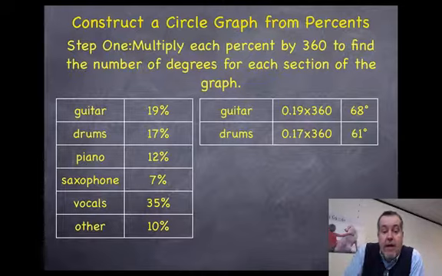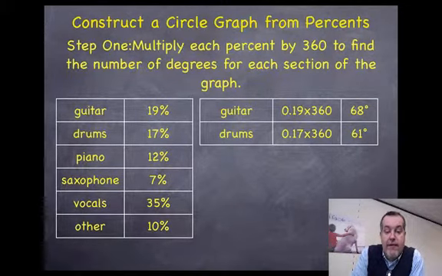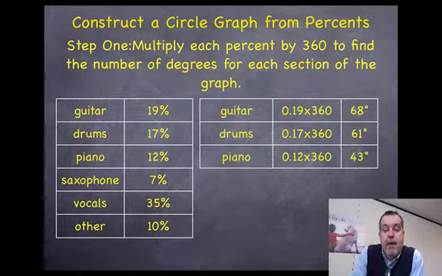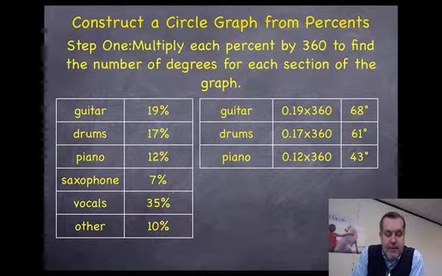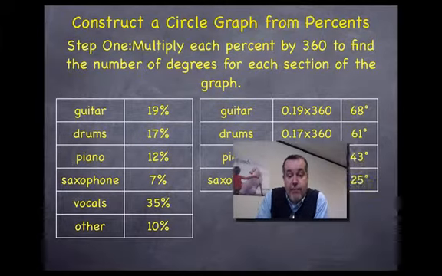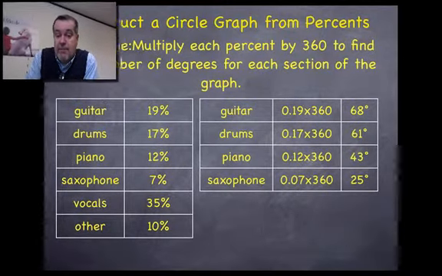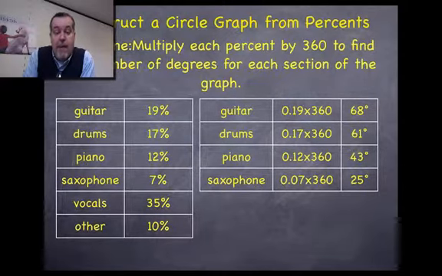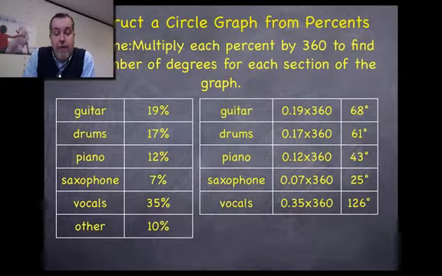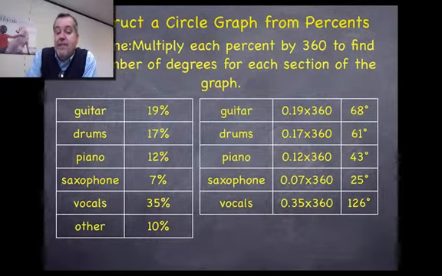Drums, 17% becomes 0.17. We multiply that by 360, we get about 61 degrees. Piano, 12 hundredths times 360 gives us about 43 degrees. Saxophone, 7 hundredths times 360 gives us about 25 degrees. Vocals, our largest section at 35%, becomes 35 hundredths times 360 and it gives us 126 degrees.